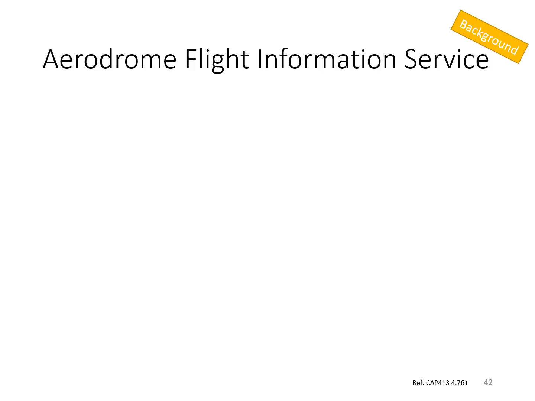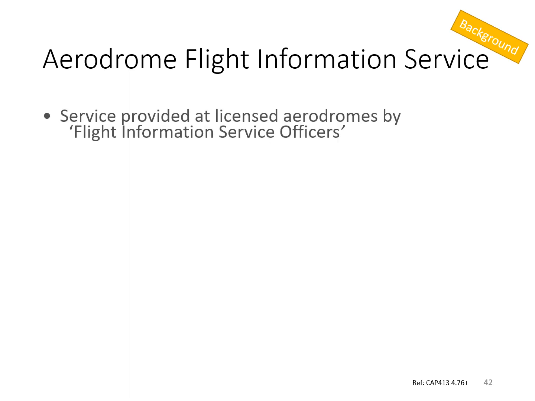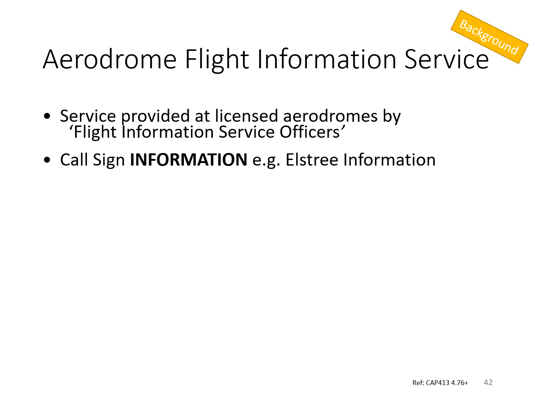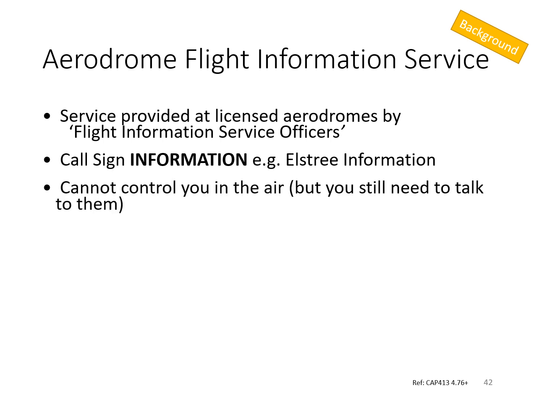In contrast, an Aerodrome Flight Information Service, or AFIS, is a service provided at licensed aerodromes by Flight Information Service Officers, or FISOs. The call sign of the aerodrome is then something information, for example, Elstree Information. They can't control you in the air, but you still need to talk to them.